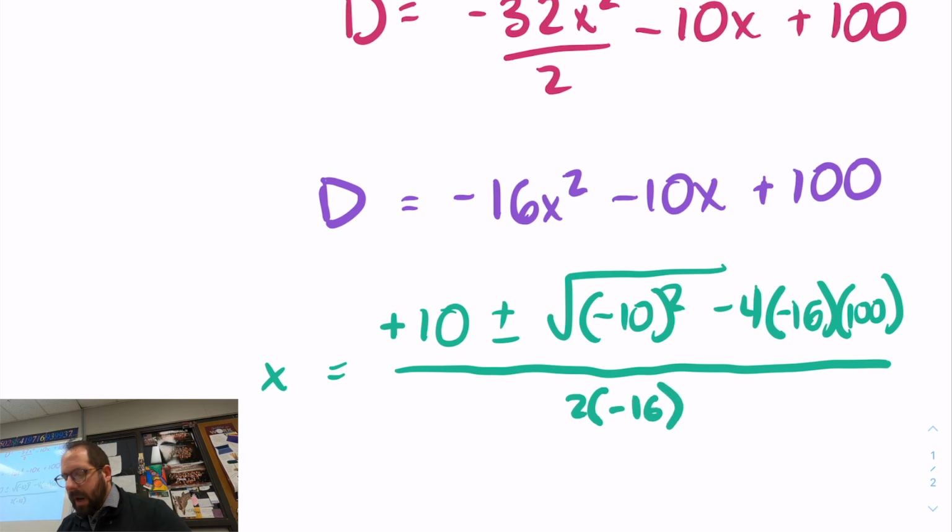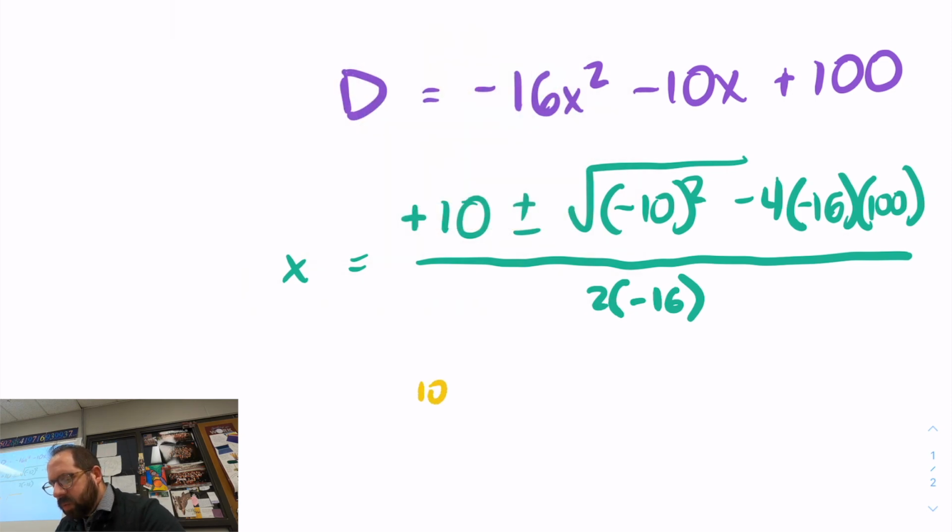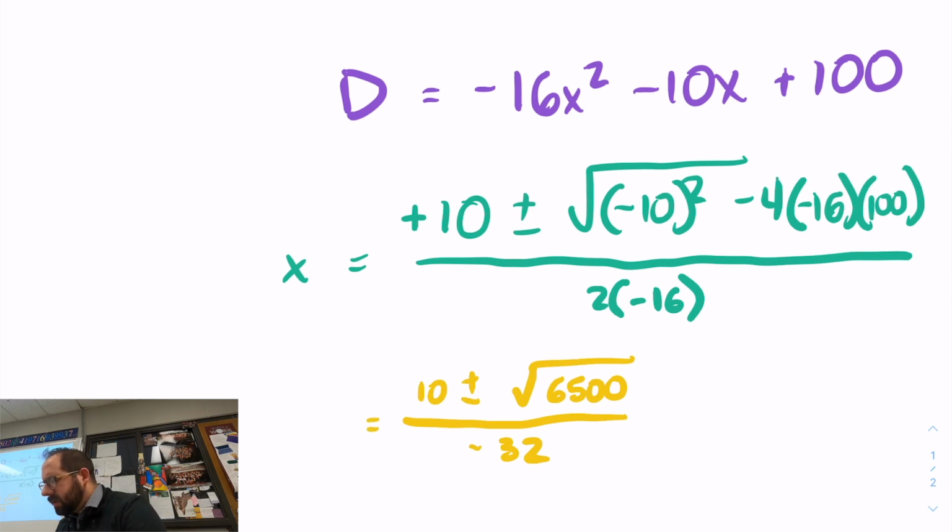Okay, all right. So plug in the numbers here. What do we have? We have 10 plus or minus the square root of 100 plus 6,400. So that's 6,500 in there, all over negative 32. Let me check that: 4 times 16 times 100, plus 100, yeah, that was right. Divided by negative 32, yep.